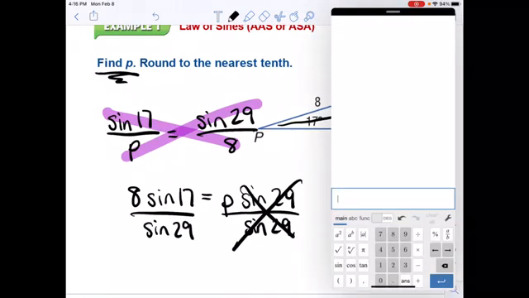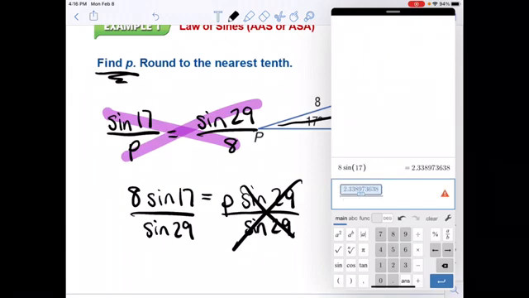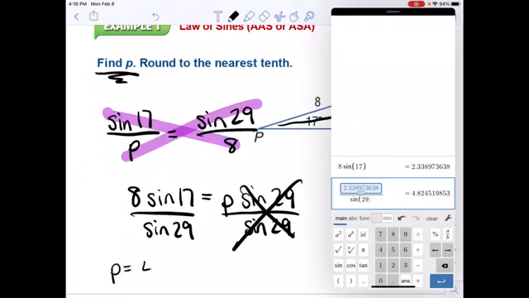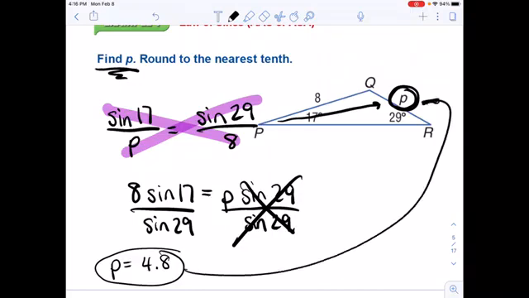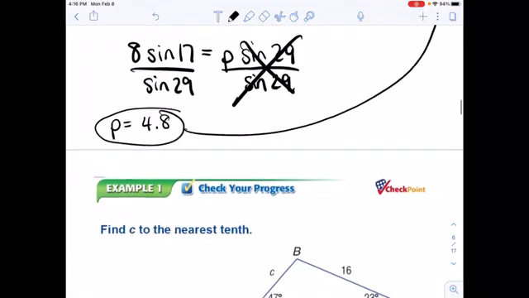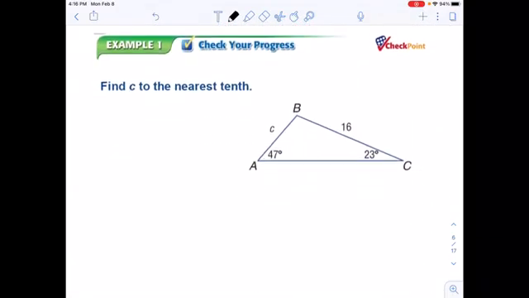I'll go ahead and pull this up. So we have 8 sine 17 divided by sine of 29, and we end up getting that p has to equal 4.82. It says round to the nearest tenth, so 4.8 units, whatever you want to call it. p is 4.8 long. So, law of sines is just another proportion problem. Now we use the sine trig function instead of just numbers.